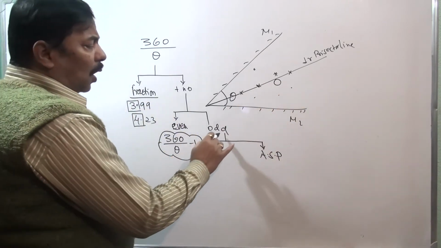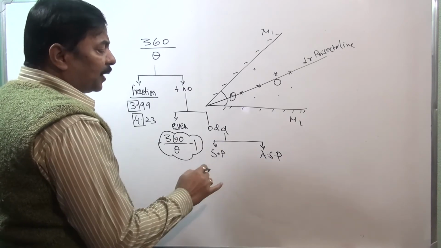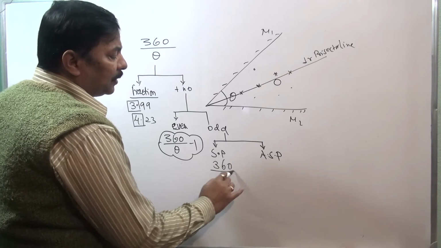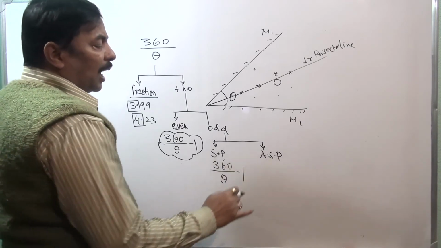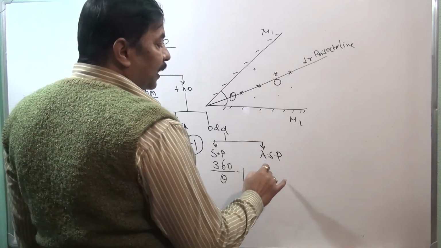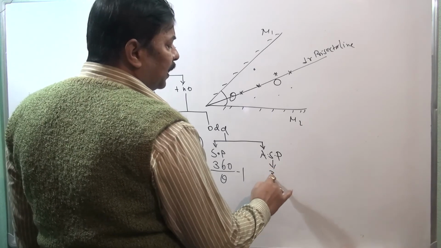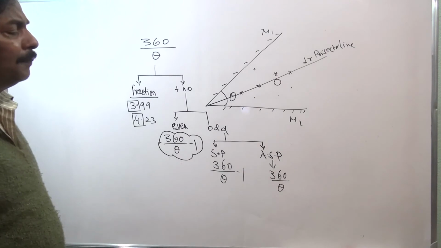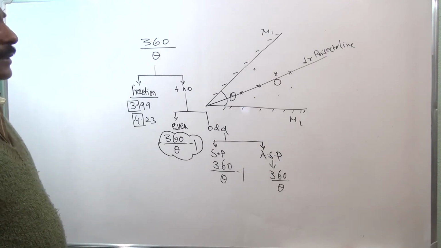So for odd you will be getting, for symmetrical position, 360 by theta minus 1. And for asymmetrical position you will be getting simply 360 by theta. Now let us try to understand it by example.